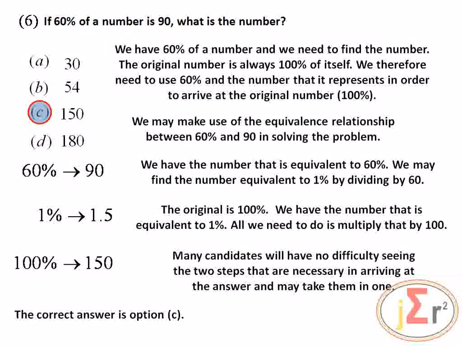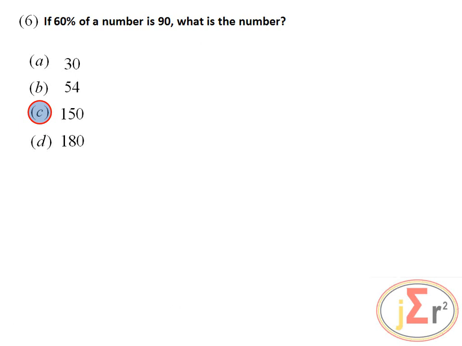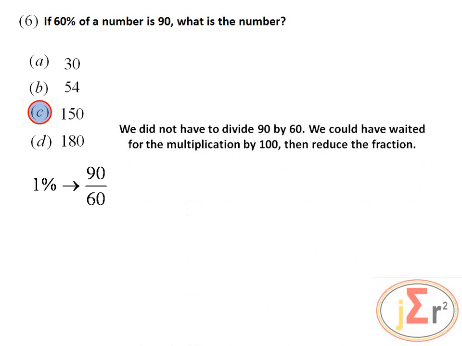Many candidates will have no difficulty seeing the two steps that are necessary in arriving at the answer and may take them in one. So 60% is 90. What do we do? 90 over 60 multiplied by 100 and we are done. So 1% is equivalent to 90 over 60. We did not have to divide 90 by 60. We could have waited for the multiplication by 100. Then reduce the fraction. So multiply that by 100 to get 100%.